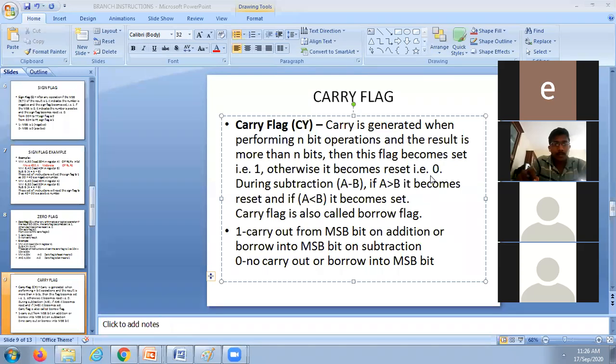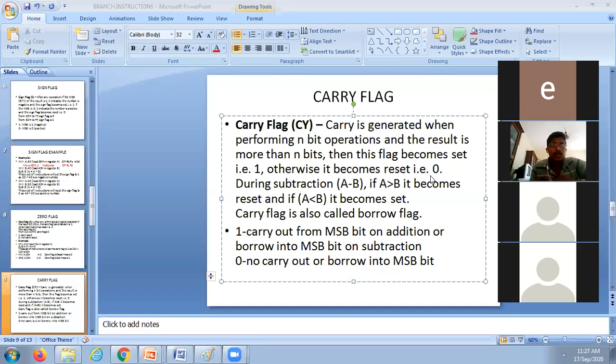Here first to discuss about the carry: it is generated when performing n bit operations and the result is more than n bits. Then this flag becomes set. That means if the result is beyond the register size, if it is overflow, then carry flag is set. A minus B: if A is greater than B, it becomes reset. If A is less than B, it becomes set.